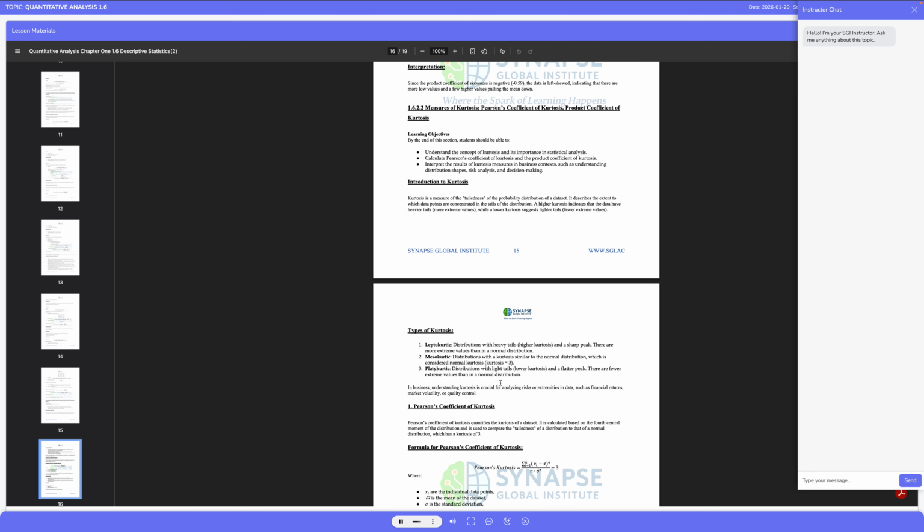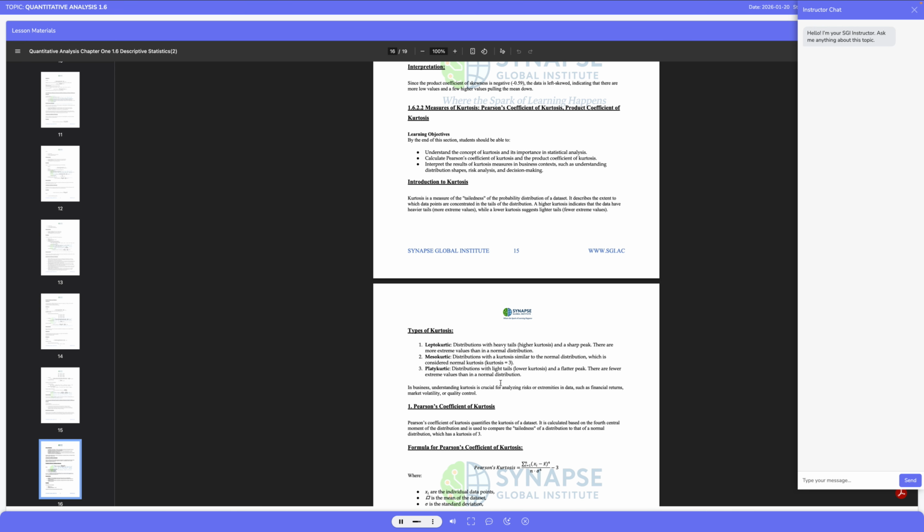In business contexts, understanding kurtosis is crucial when analyzing financial returns, sales volatility, quality control data, and any situation where rare but impactful events can significantly affect outcomes.